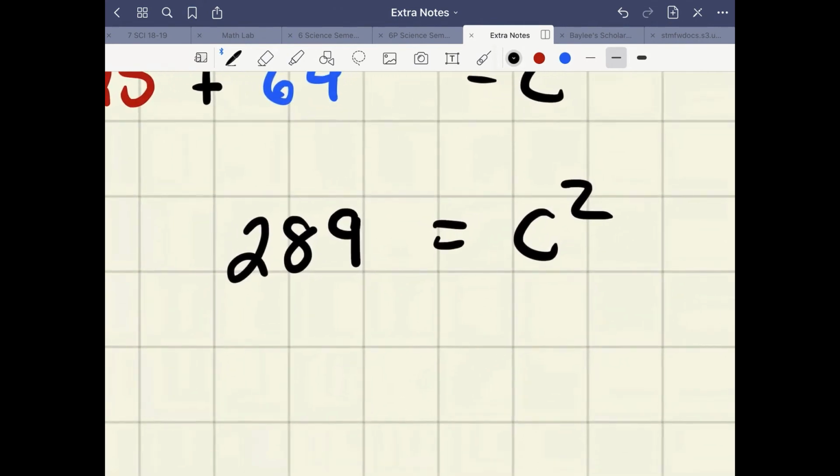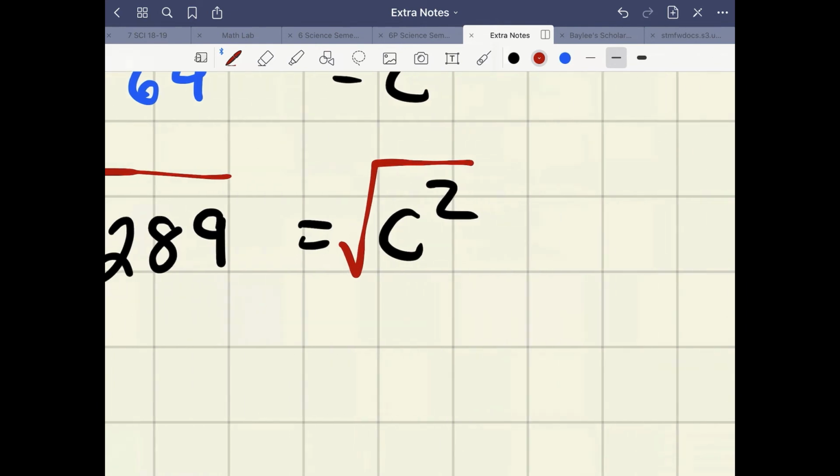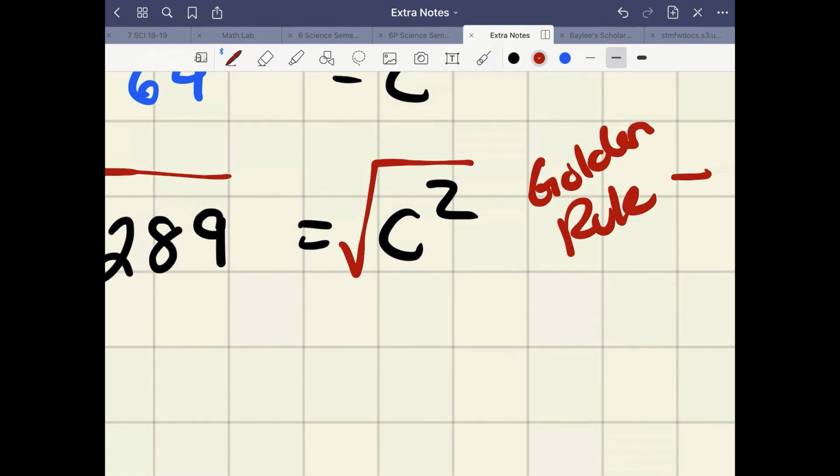Now, this is where that whole square root business gets into play. If I want to undo that squared right there, if I want to undo the fact that c is squared, I have to do the opposite of squaring, which is the square root. So I square root that side, and I square root that side, because what I do to one side, I must do to the other. This is the golden rule. This is very important.